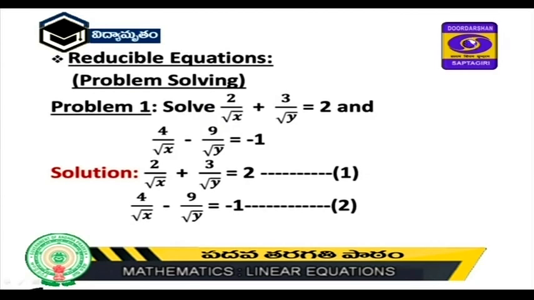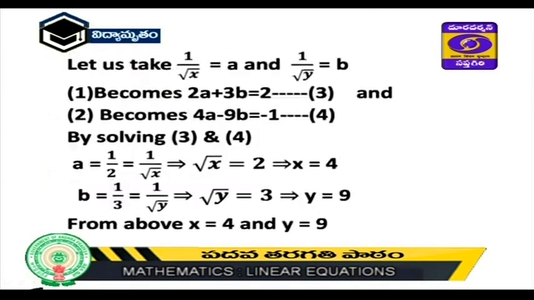Let us take 2 by root x plus 3 by root y equal to 2 and 4 by root x minus 9 by root y equal to minus 1, as first and second equations. Let us take 1 by root x equal to a and 1 by root y equal to b. The first equation becomes 2a plus 3b equal to 2. This is the third equation, and the second equation becomes 4a minus 9b equal to minus 1. This is the fourth equation.